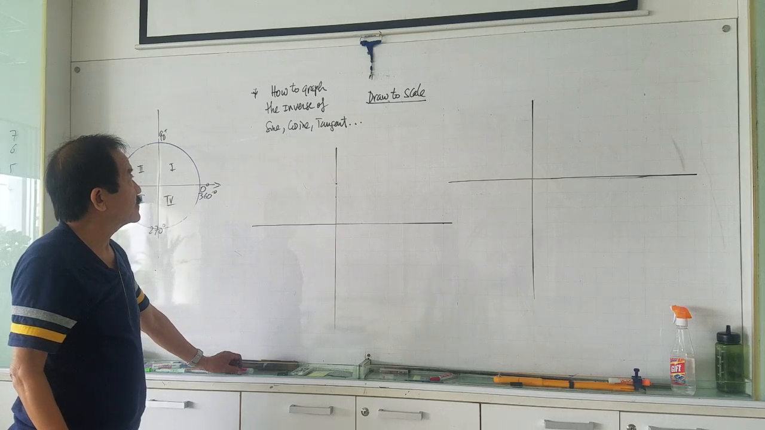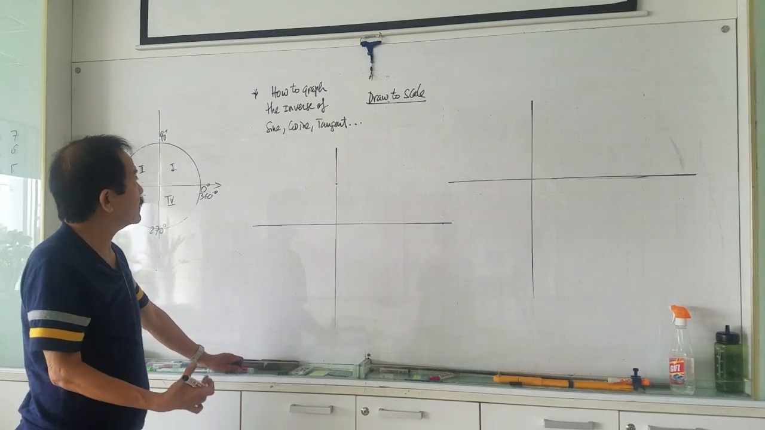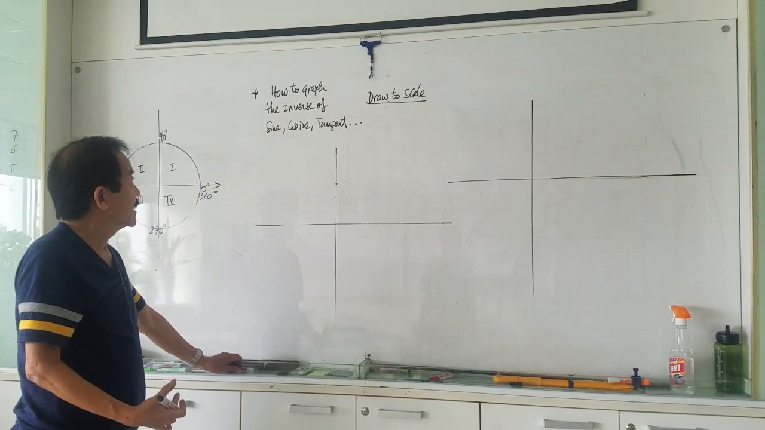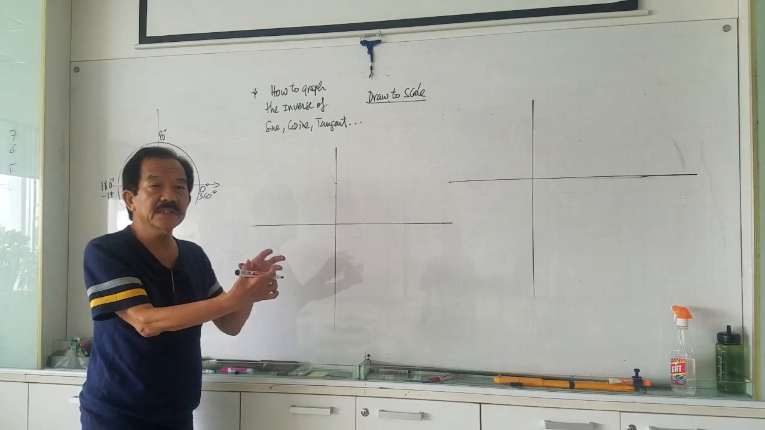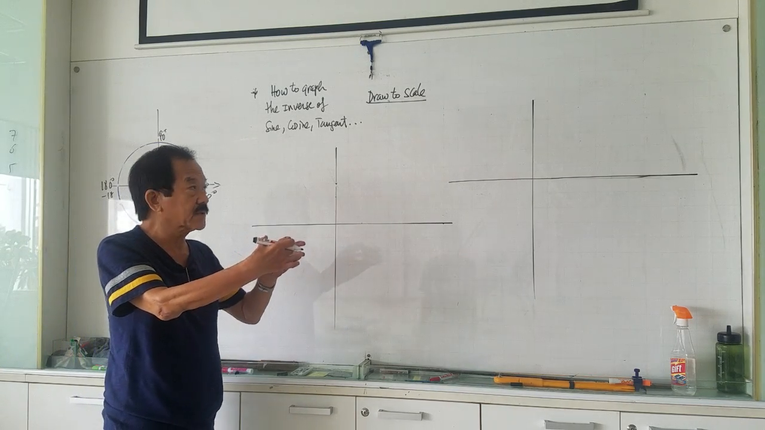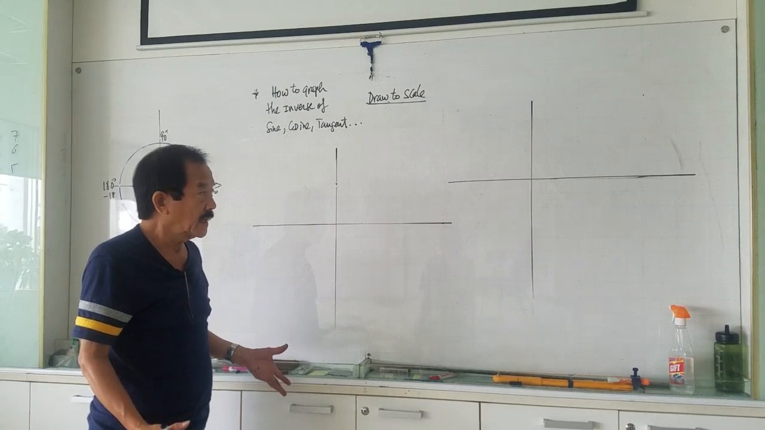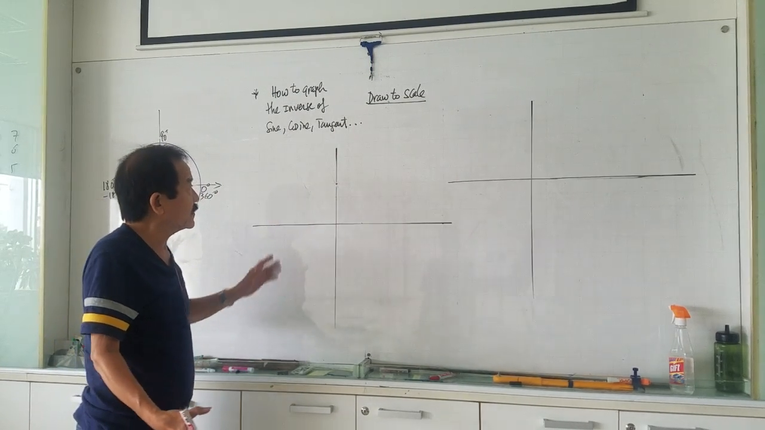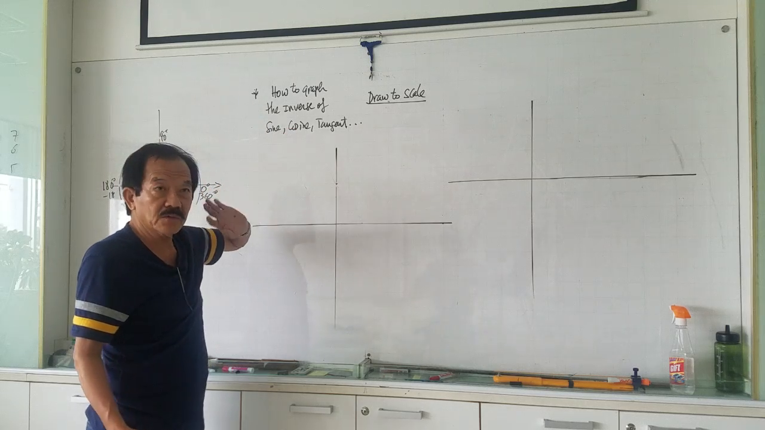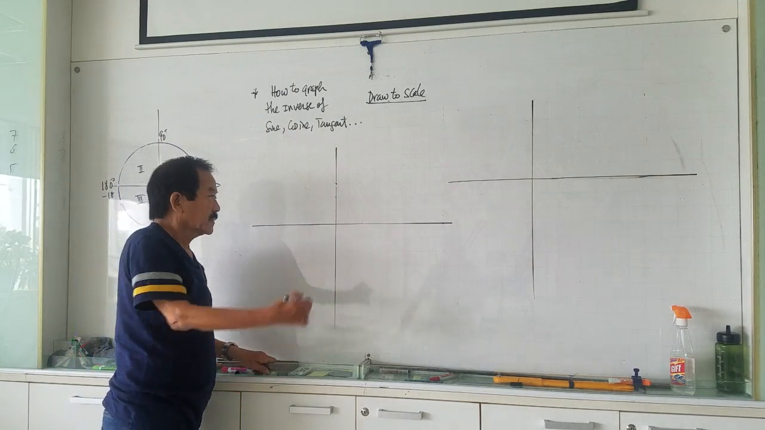Now the next one, I talk about how to draw, how to graph the sine, cosine, inverse of sine, cosine, tangent, and how to graph the combination between the trig function with the algebraic function. So you have to draw to scale in this case. Okay, you need to draw to scale. At least sine and cosine you have to draw to scale. Okay, so now I'll show you why.